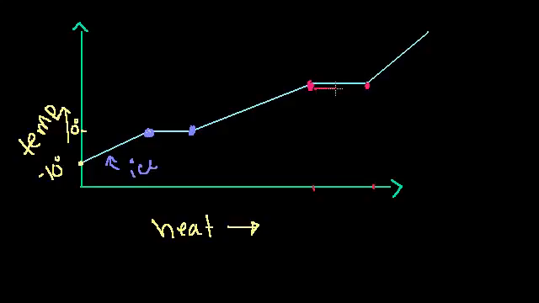But this energy right here is the energy necessary to vaporize the water. Right here you have 100 degree liquid water, and here you have 100 degree vapor, water vapor. And then as you add more and more heat, it once again increases the temperature.